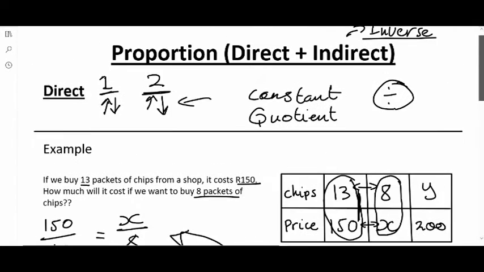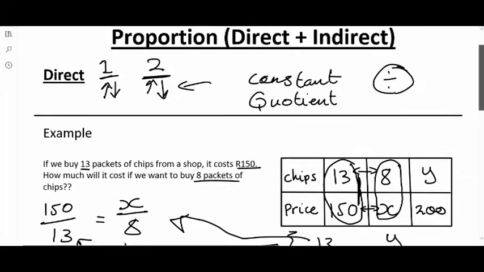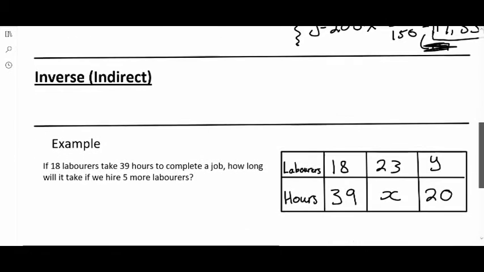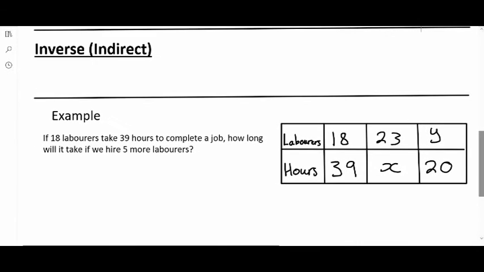So all that you have to remember, direct proportion, constant ratio. That's it. That is it. Constant quotient, constant ratio. All right. Inverse, indirect, the complete opposite.